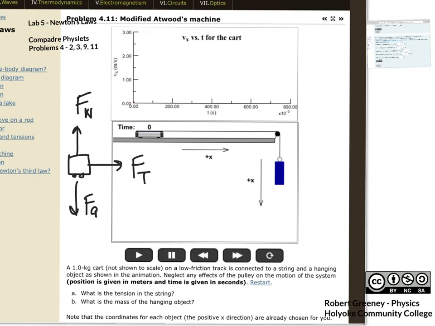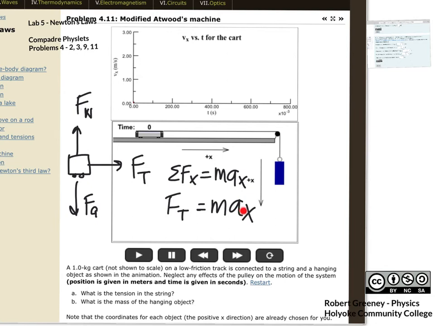So write that out. Since we write sum of the forces equals max, the only force in the x direction is the Ft. That's equal to max. And so we simply get the tension force by multiplying the mass times the acceleration. So you do have to measure the acceleration.